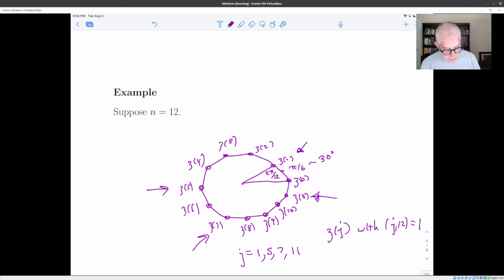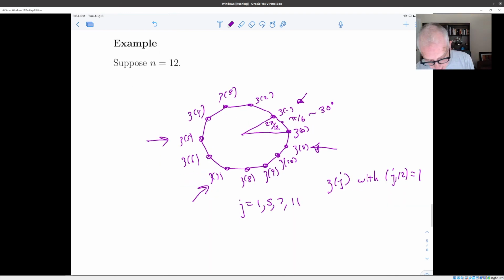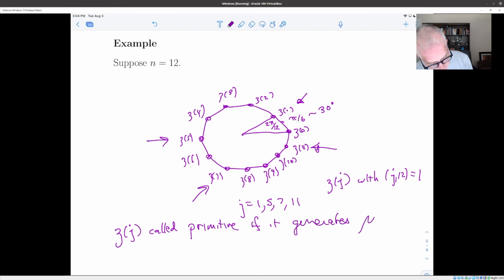So the roots of unity that form generators are called primitive. So z of j is called a primitive root of unity if it generates mu n. So in the case of n equals 12, there are 4 primitive 12th roots of unity.